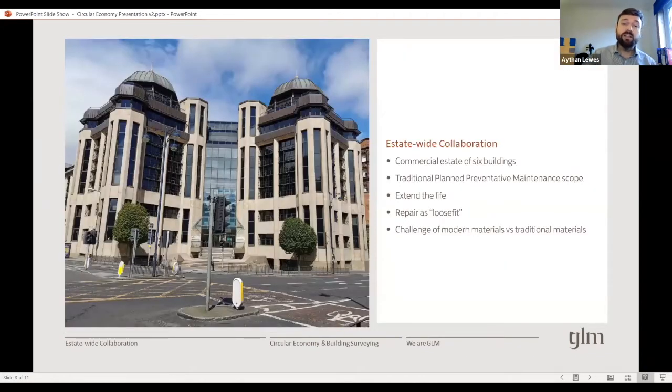Estate-wide collaboration, I mean, Nick mentioned this, as I said. So to share data across a whole sector is difficult, and probably one of the big steps to take to make a circular economy a reality in construction. But however, this can be developed in microcosm by looking at estates of buildings, either commercial estates, so the Phoenix group of buildings that we currently help maintain, or rural estates, or housing associations, public sector, educational campuses, or similar.